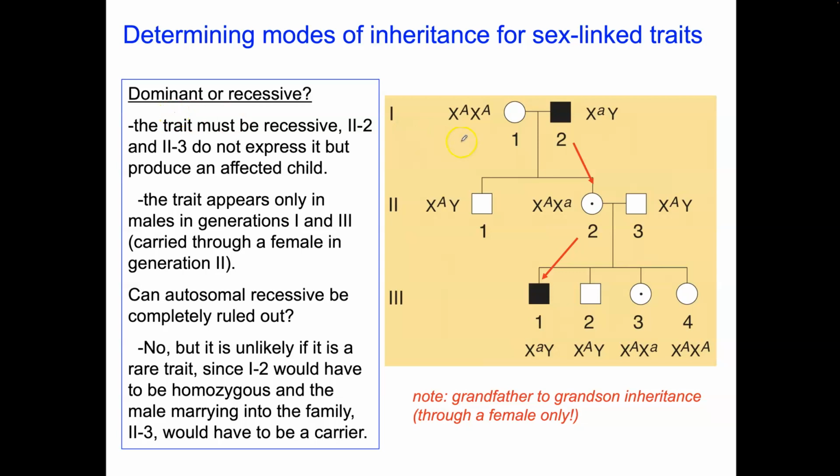Okay, and so recessive, you see recessive because we have unaffected parents with an affected child. You see it only in males, but it isn't just that it's only in males. It is that it goes from the grandfather through the female to the grandson. Okay, and it's unlikely that this would be autosomal recessive because this individual would have to be a carrier, right? And this person would have to be homozygous. If we can make him hemizygous, it's easy.